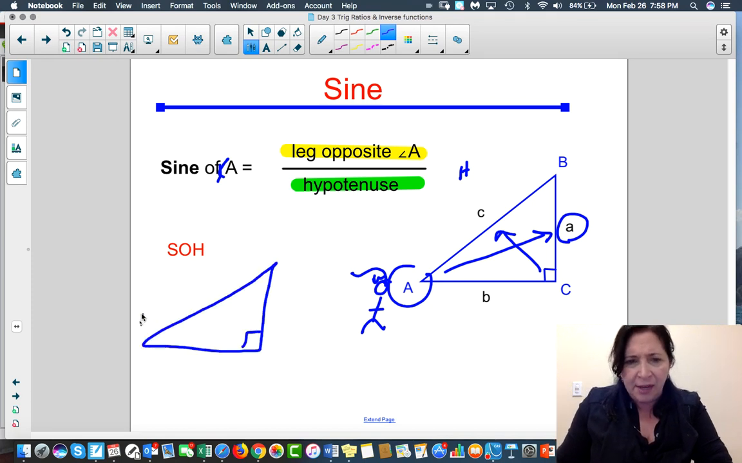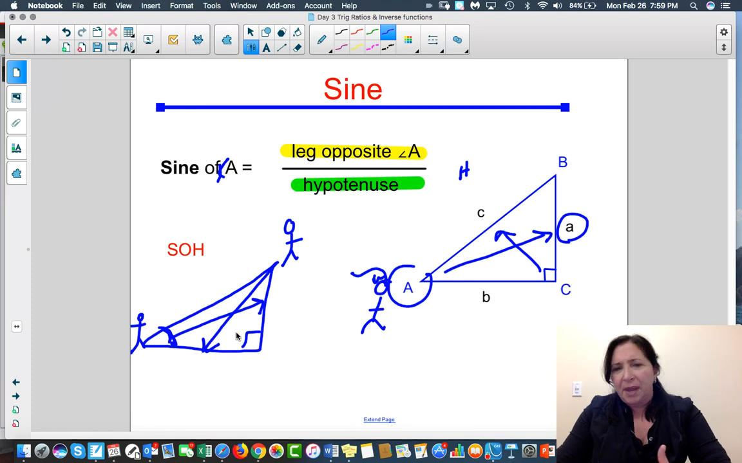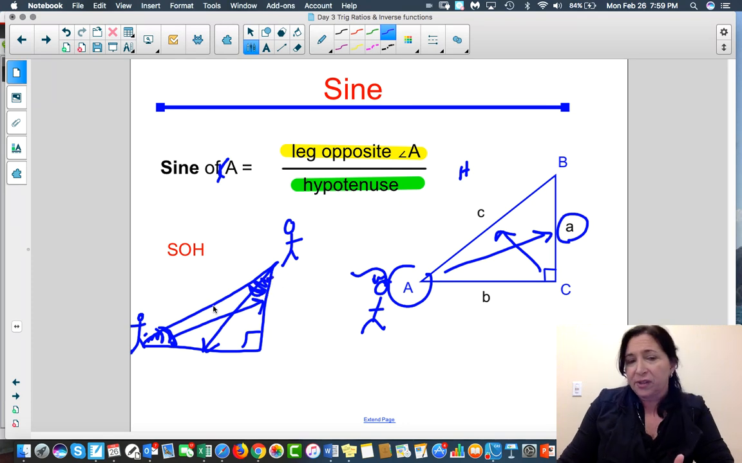If you're standing right here, then the side opposite you, which is where you're at with this angle, is here. However, if you were standing here, the side opposite you from here would be down here. So it depends where you're at, whether you're at this corner or this corner. Those are vertices. Which one are you going to be at?